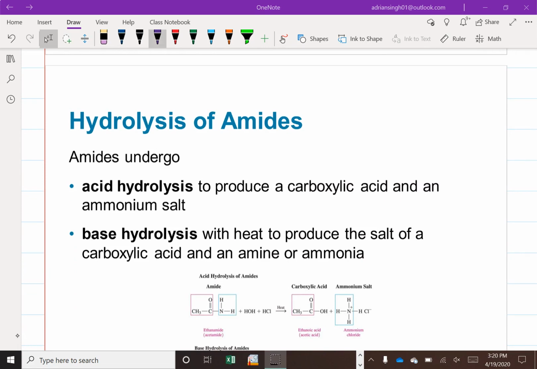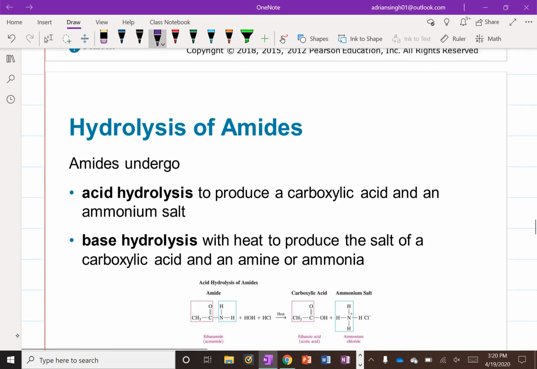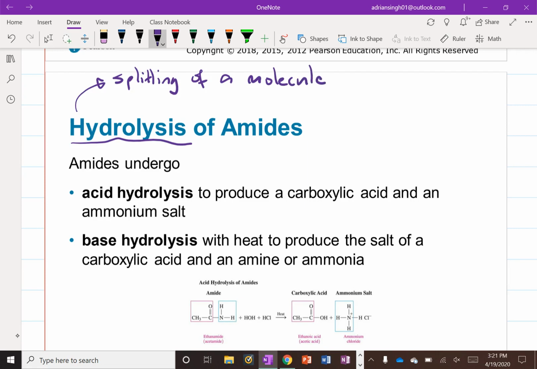The next thing we're going to take a look at are some of the reactions that the amides can undergo, and these are going to look similar to what we saw the esters were able to undergo as well. So the main type of reaction here is going to be hydrolysis. And we saw hydrolysis before. Remember, hydrolysis means the breakdown or the splitting of a molecule with the help of water. And just as we saw with the esters, this can happen under acidic or basic conditions. And the products are going to be different in each case.